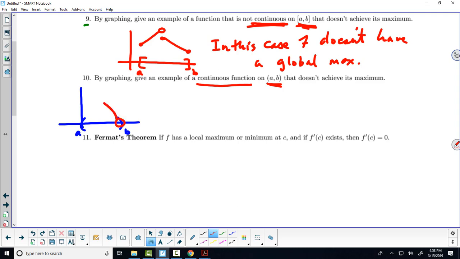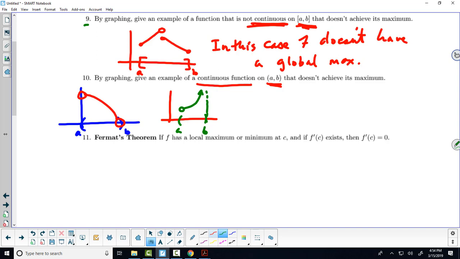And this function doesn't attain its local maximum. Excuse me, global maximum. Folks, I said local and I shouldn't have. I meant to say global. Okay. So this function does not attain its global maximum. So we saw that example on the previous page. Let's give one other scenario where this might break down. Let's pick this interval right here from A to B, and let's define a function on it that looks like this.